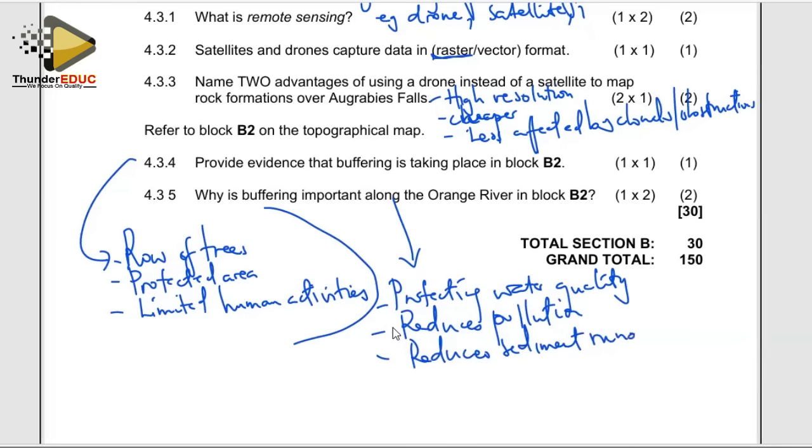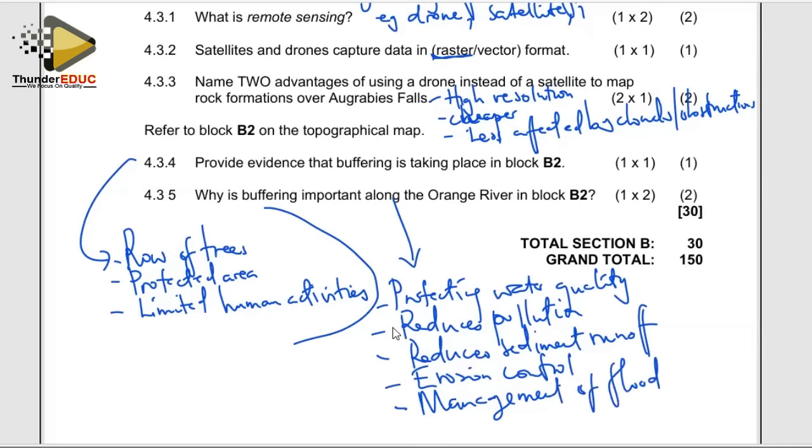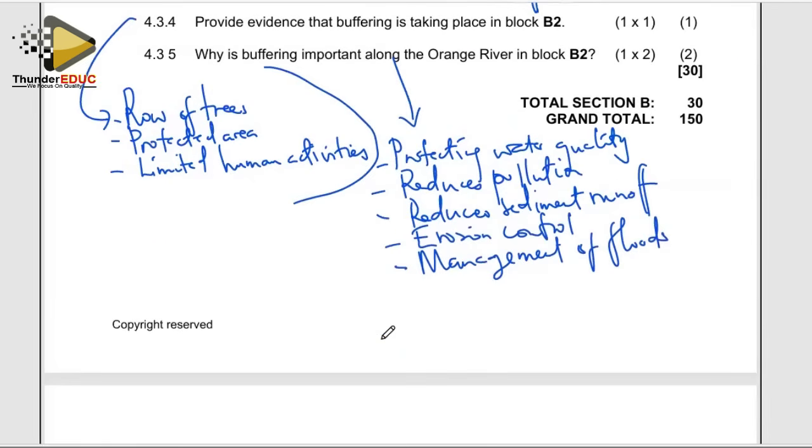For example, the role of trees, they help in blocking some of the sediments that are supposed to be deposited into the river. And also it's important for erosion control. And also for the sake of management of floods. Management of floods, we can manage floods through buffering. If we limit human activities or settlement close to the river, it means the dangers of people being affected by floods will be limited because they will be settled further away from the river.